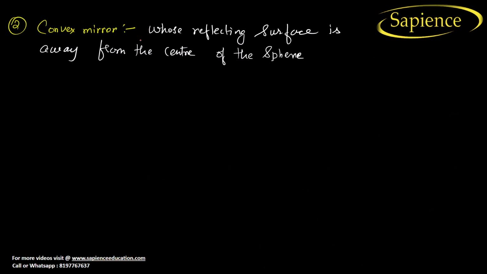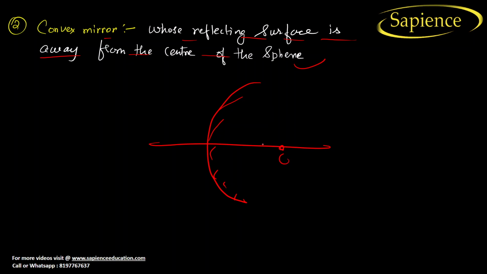Now let us go for the convex mirror. It is a mirror whose reflecting surface is away from the center of the sphere. This is your reflecting surface and this is your center of curvature. So the center of curvature is in this direction, but the reflecting surface is in this direction.